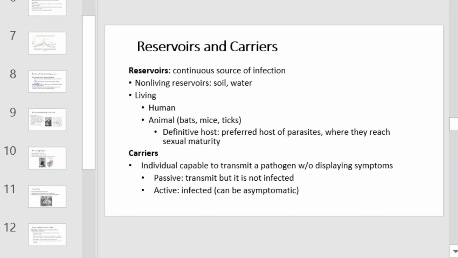Carriers. Carriers are individuals who are capable of transmitting a pathogen without displaying symptoms. Carriers can be passive or active. A passive carrier can transmit but is not infected by the disease-causing organism, while an active carrier is infected but can be asymptomatic.